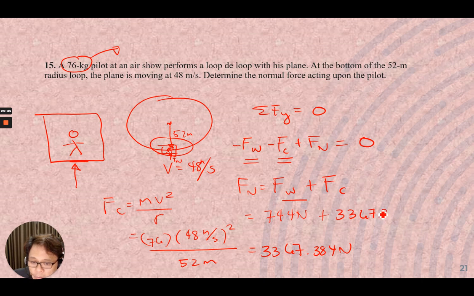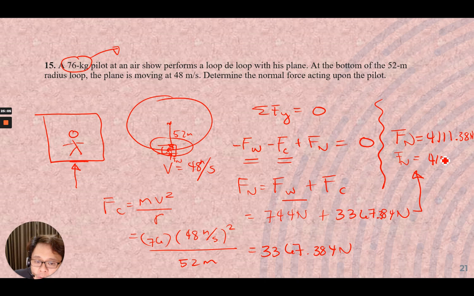Okay, so we substitute that here. Hindi muna tayo magra-round off. This is 3,367.384 newtons. Okay, we add this with 744. You get 4,111. So the F sub n is 4,111.38 newtons. Okay, so the F sub n, when we round off to 2 SF, becomes 4,100 newtons. Okay, this is our F sub n. Okay, thank you very much.